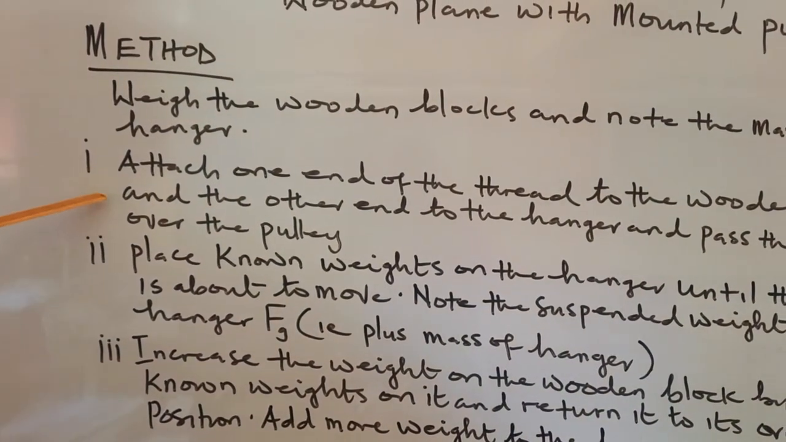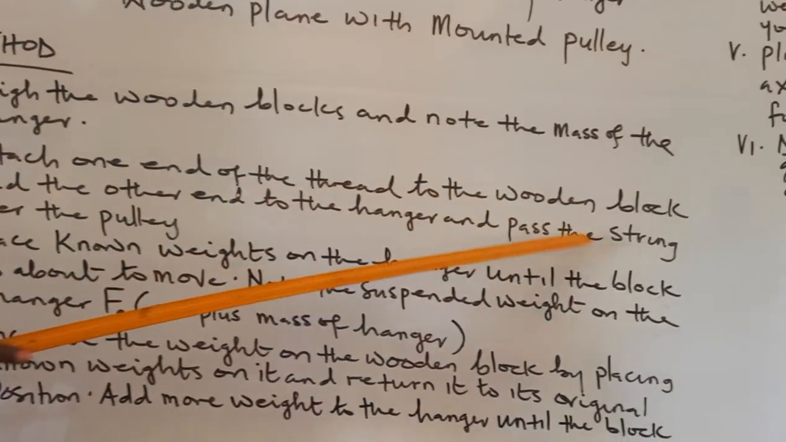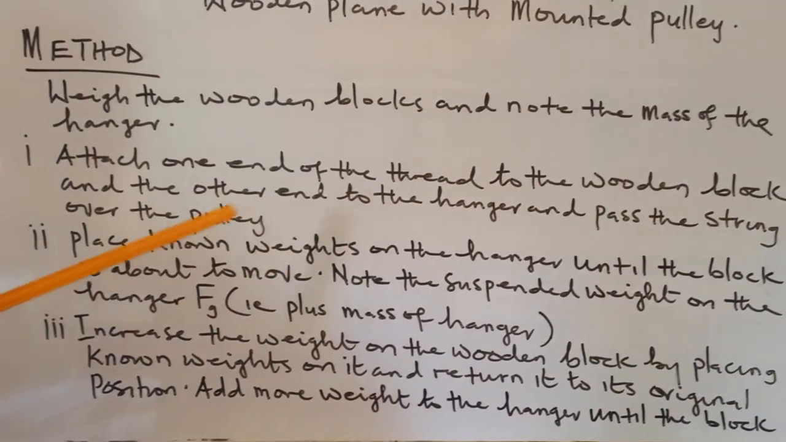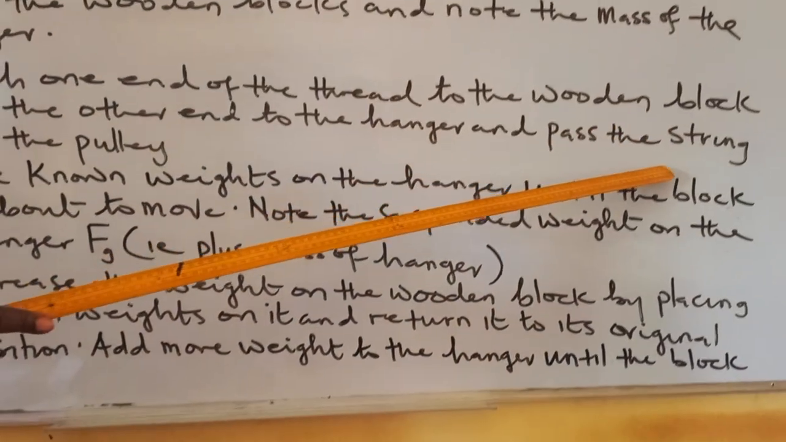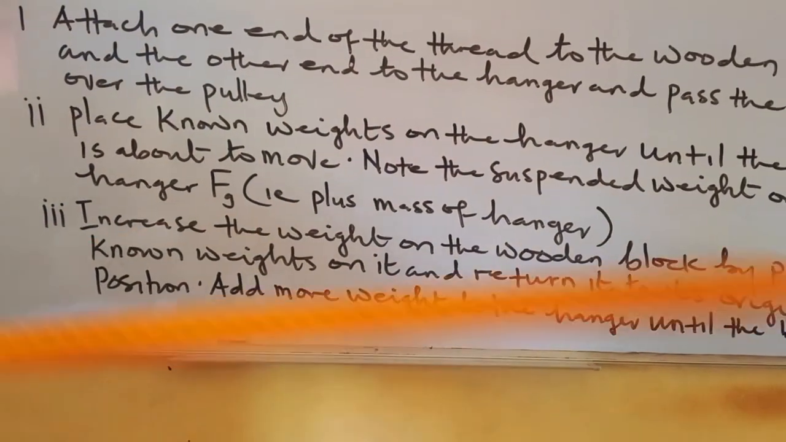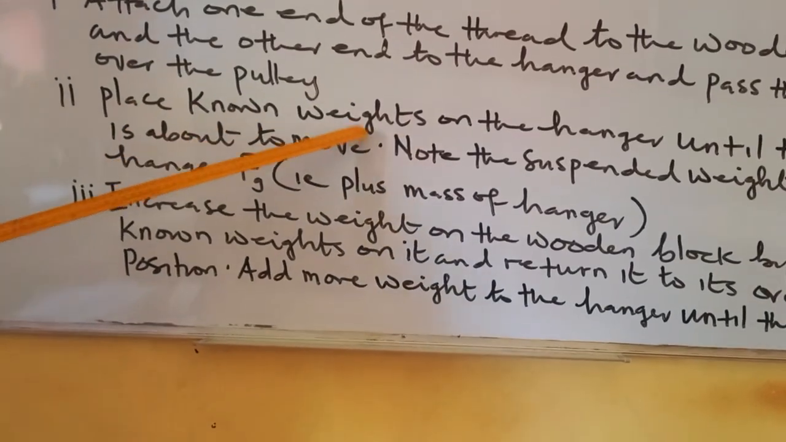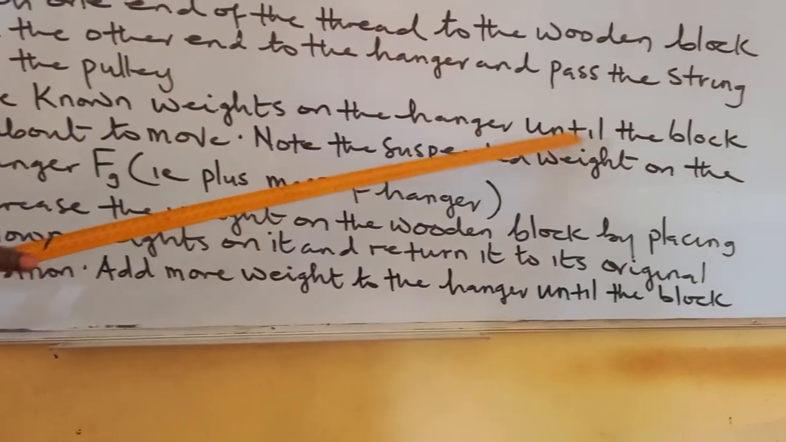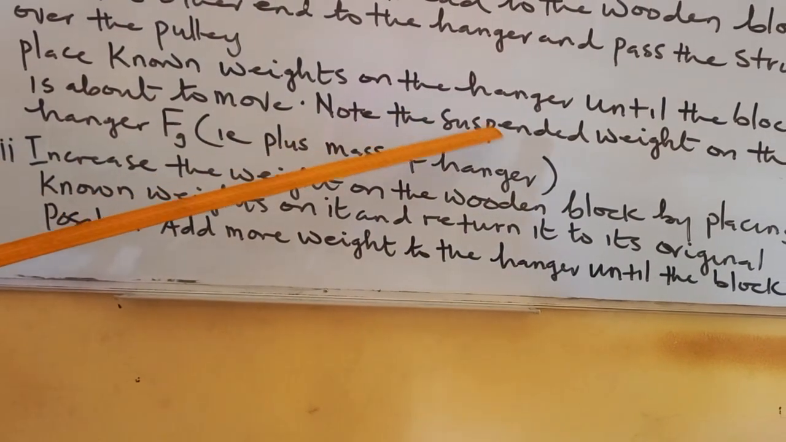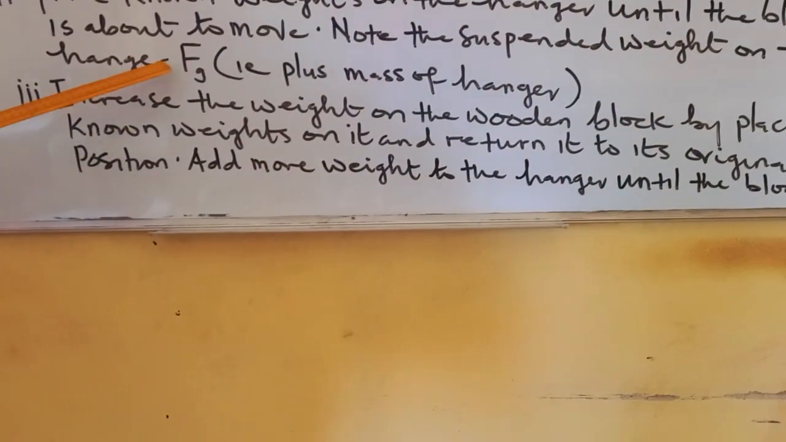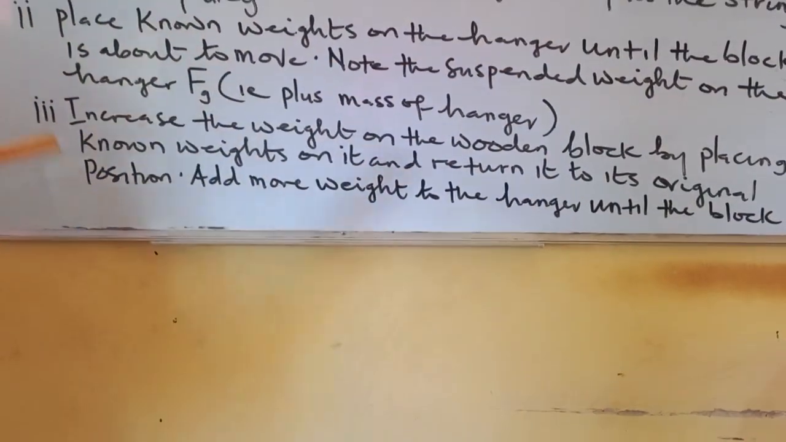Now, the first item is to attach one end of the thread to the wooden block. We've done that. And the other end to the hanger and pass the string over the pulley. We've shown that has been done. Now, place known weights on the hanger until the block is about to move. Note the suspended weight on the hanger, FG, that is plus the mass of the hanger. We'll go on to load II.